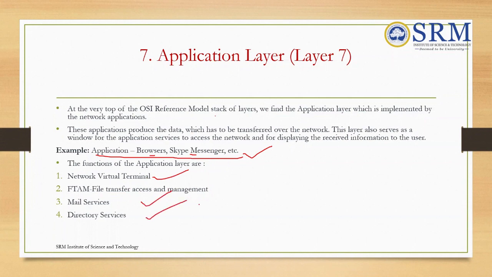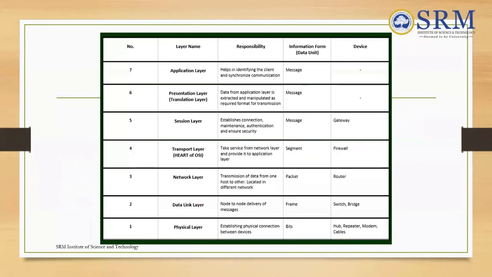So those things are application layer. So these are the 7 layers available in the OSI model. This is just a comparison. Physical layer means physical connection. The data will be in the format of bits.